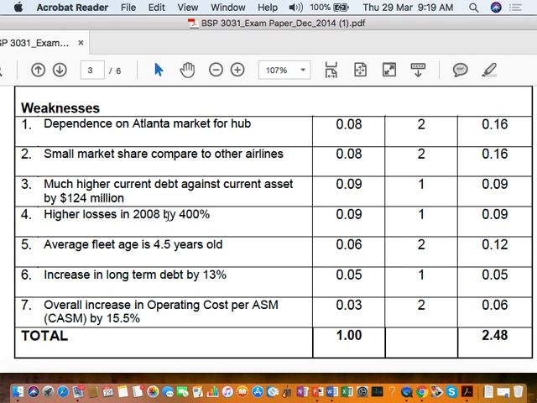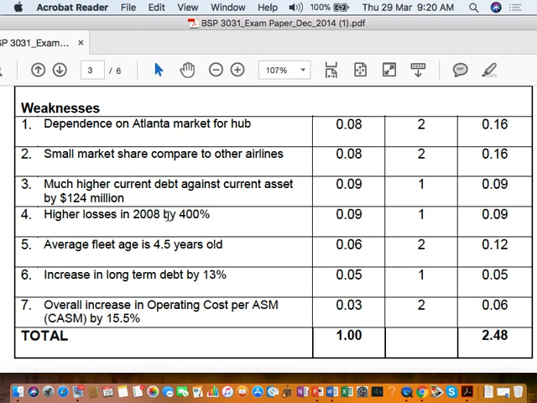So for higher losses in 2008, what does it tell you about the company? What does it tell you? But in terms of analysis, what does it tell you? But don't forget, folks, you look at the EFE, what does it tell you? No. We are number 4. What does it tell you?